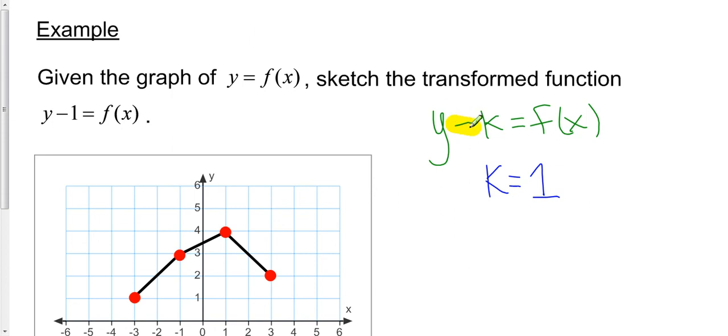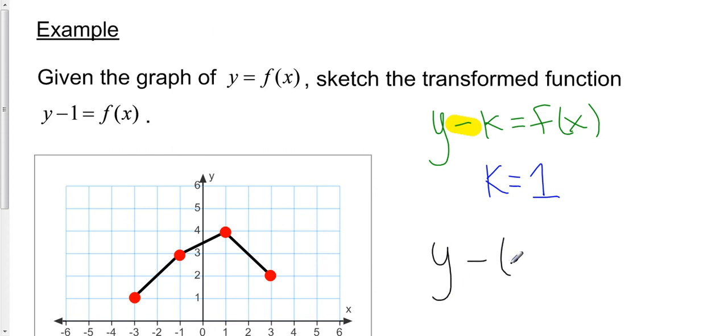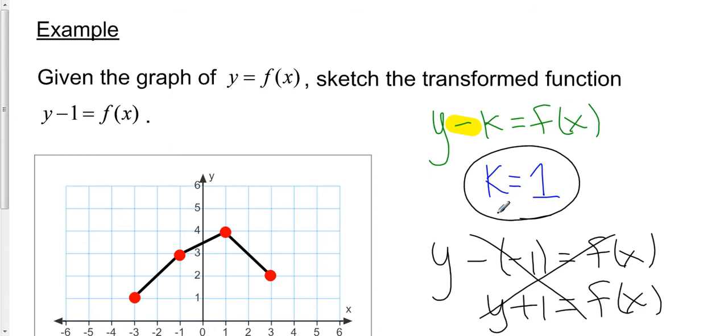If k were negative, I would have y minus negative 1 equal to f of x. But that just becomes y plus 1 equals f of x. So if you ever see a plus sign here, that's because your k is negative. This isn't the case here. We have k equal to 1. So we're going to move our points up 1. And there is a graph of the transformed function.